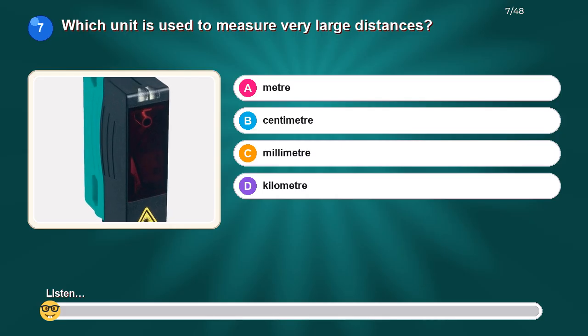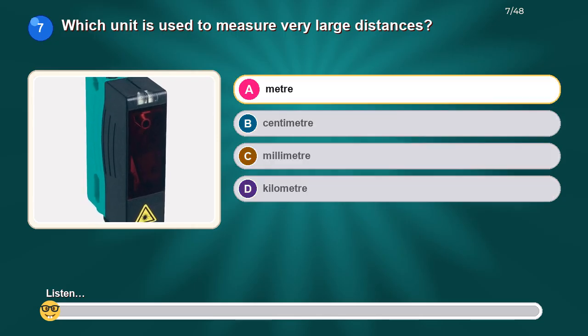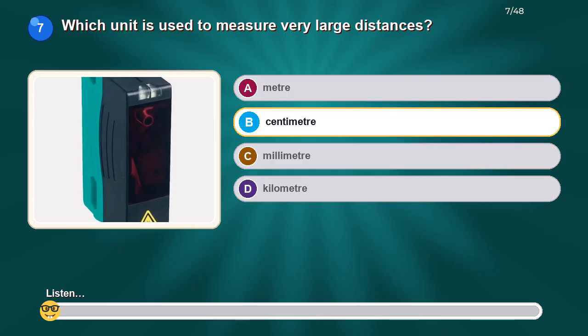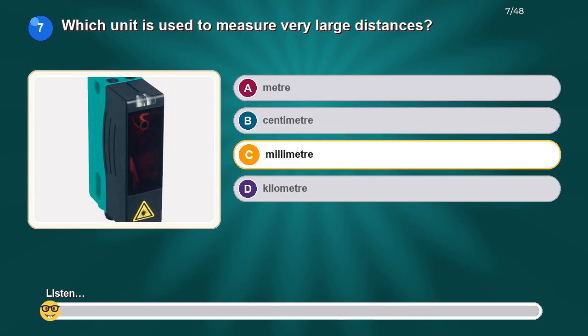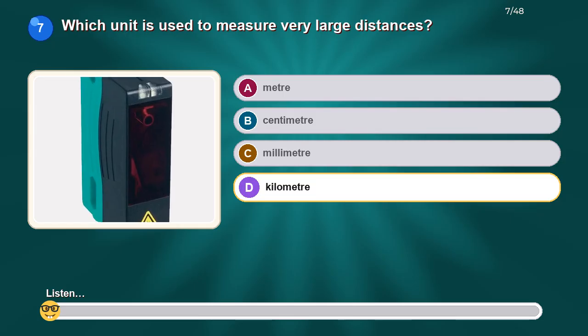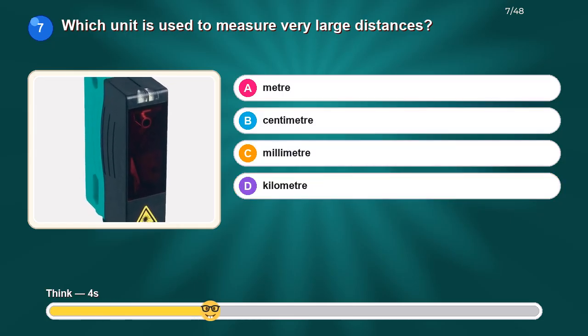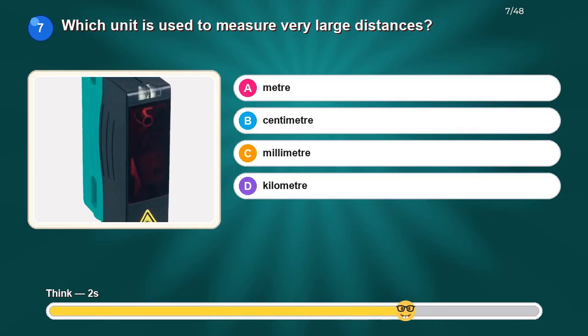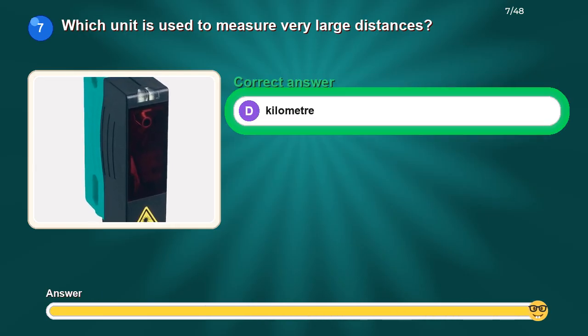Which unit is used to measure very large distances? Option A, meter. Option B, centimeter. Option C, millimeter. Option D, kilometer. The correct answer is kilometer.